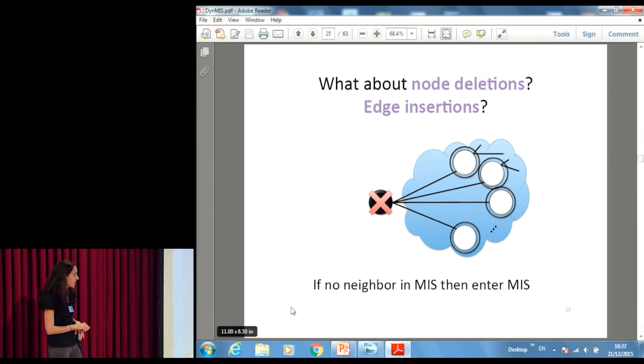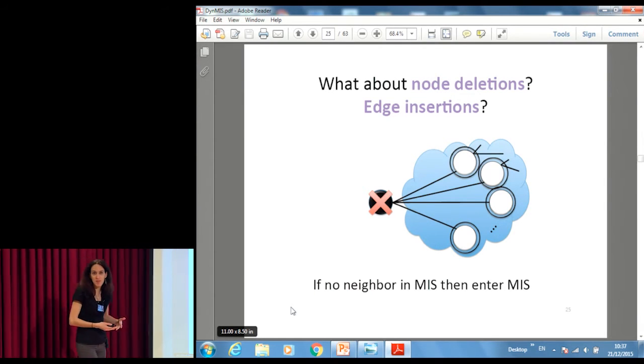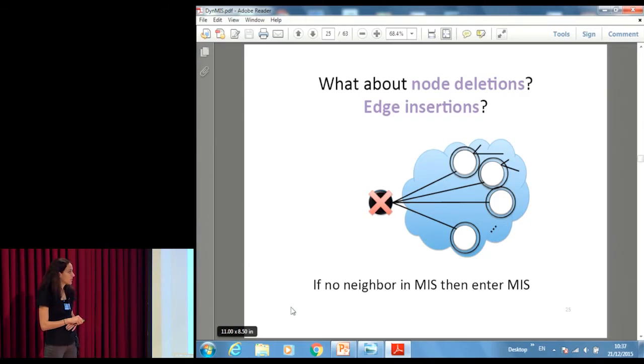Suppose I take out this node. If I take out a node that wasn't in the MIS, I don't change anything, right? I don't have to do anything. I'm fine. But if it was in the MIS, here's my problem. I need to look now at all of its neighbors. All of them are out. They have to be out because this guy was in the MIS. And each of them has to look at their remaining neighbors and basically do the same rule we said before, right?